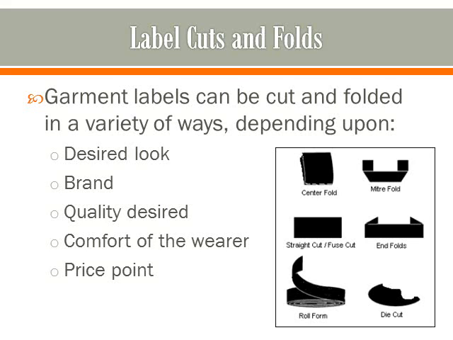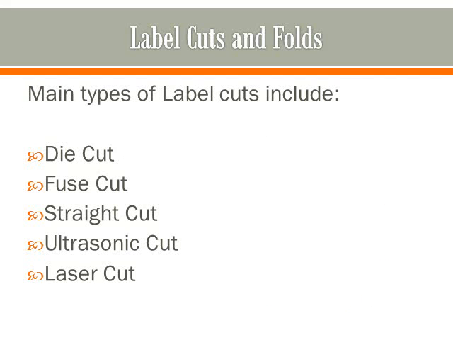Label cuts and folds. So garment labels can be cut and folded in a variety of ways depending upon the desired look that you want, the brand, the quality desired, comfort of the wear, and price point. So over here, this picture has a bunch of different examples of the different types of folds, and we'll go through each of those. First, we're going to go over label cuts, and then we'll do folds. The main types of label cuts are die cut, fuse cut, straight cut, and ultrasonic cut, which we're not going to go over in this lecture, but you can read more in your text if you want, and then laser cut.